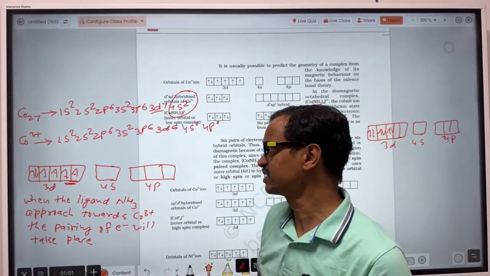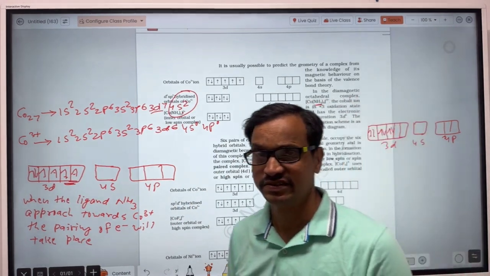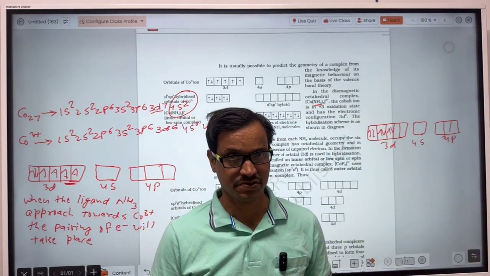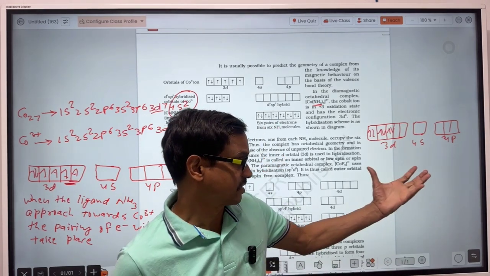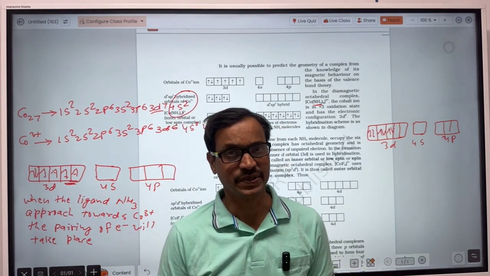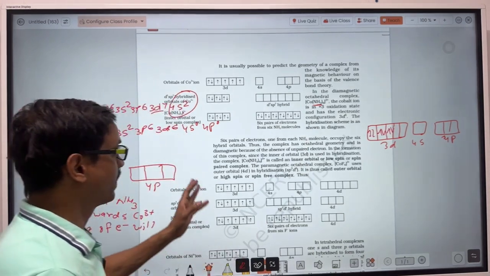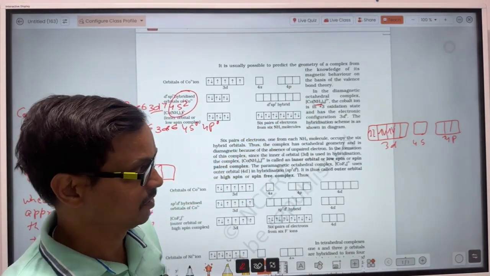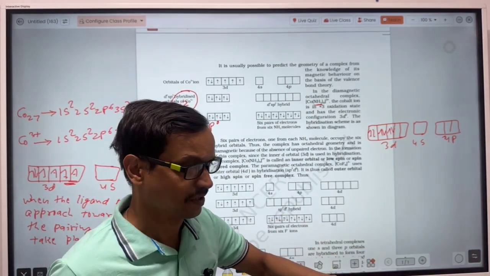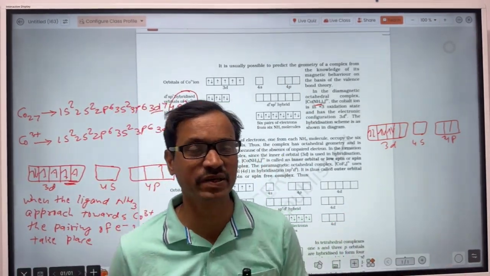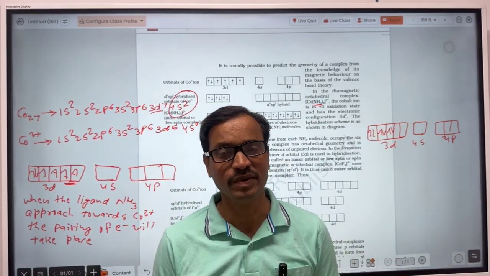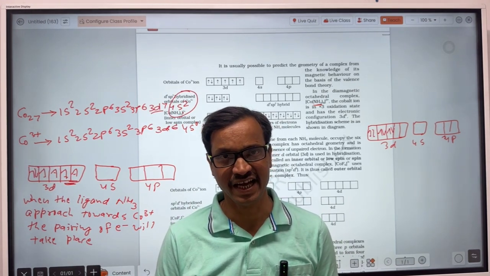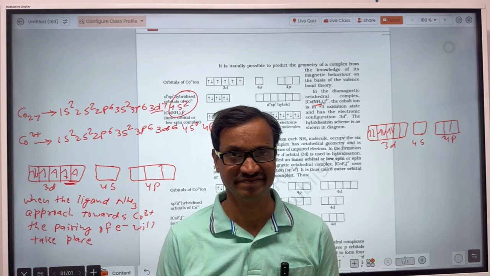6 ammonia is bonded to cobalt. That means the coordination number is 6. So there will be 6 hybrid orbitals required to form the covalent bonding, 6 covalent bonds between ammonia and the cobalt. So to form 6 sigma bonds, 6 hybrid orbitals will be required, and to form 6 hybrid orbitals, 6 atomic orbitals will have to merge together.